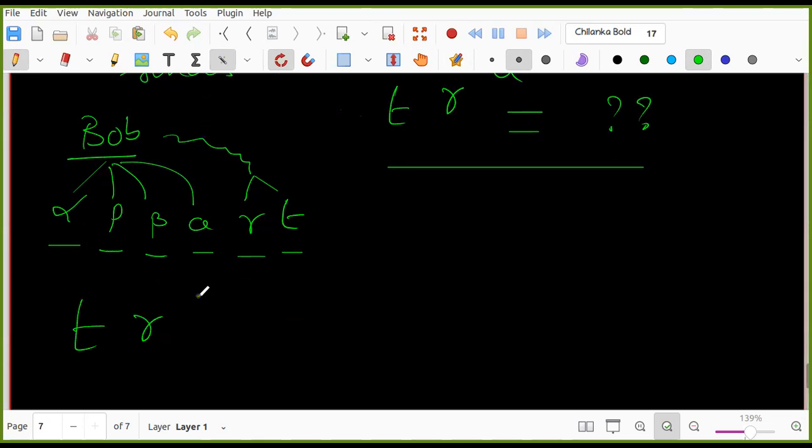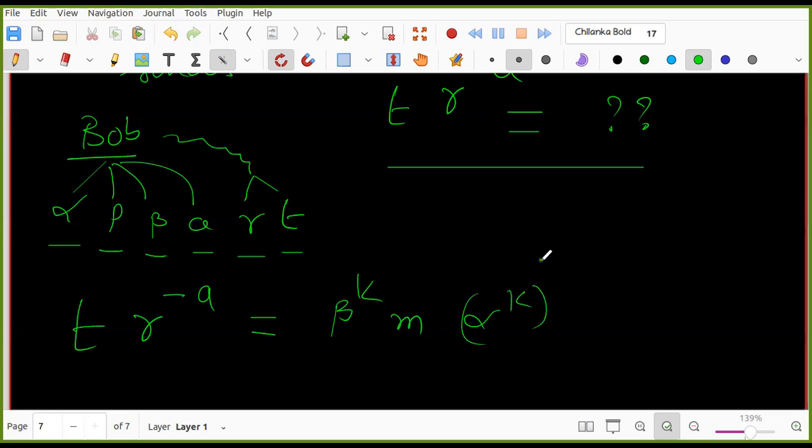T power minus A is equal to beta power K into M. That is the beauty: without knowing K, there is no need to know K. That is a wonderful thing here. R is alpha power K, and I am doing minus A here. But beta is alpha power A. These two get cancelled and I get my M, mod P of course.